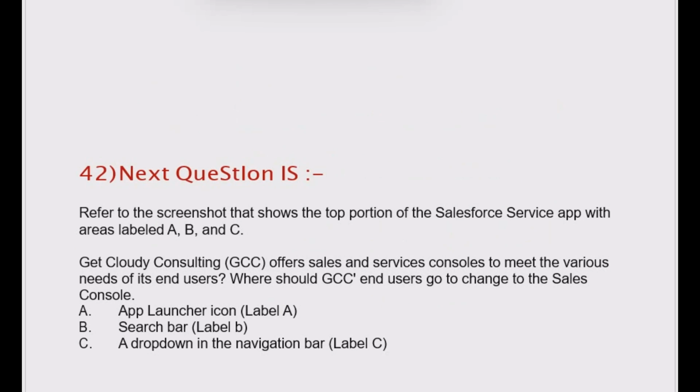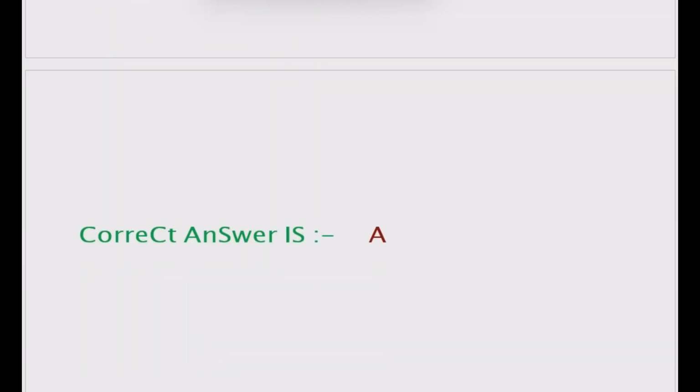Question is, refer to the screenshot that shows the top portion of the Salesforce service app with areas labeled A, B, and C. Get Cloudy Consulting, GCC, offers sales and services consoles to meet the various needs of its end users. Where should GCC end users go to change the sales console? Option A, App Launcher icon, label A. Option B, Search bar, label B. Option C, a drop down in the navigation bar, label C. Correct answer is option A.